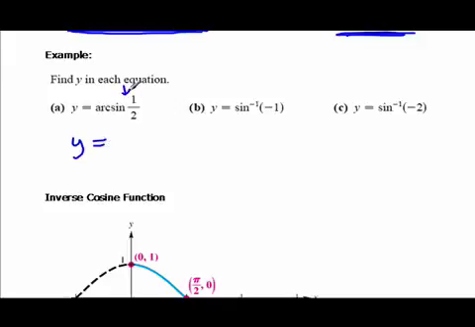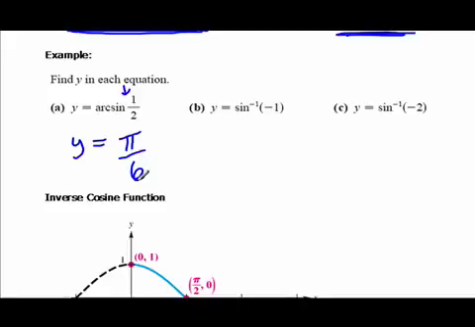Now remember, arc sine, that inverse circular function, the answer that you give must be either a quadrant 1 angle or a quadrant 4 angle. Since the 1/2 is positive, right, we're dealing with quadrant 1. So what angle has a sine of 1/2? You would answer that as pi over 6. Pi over 6 is between negative pi over 2 and positive pi over 2.